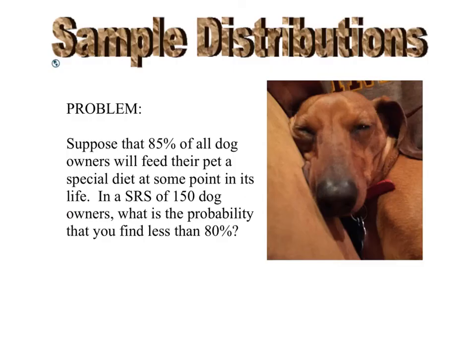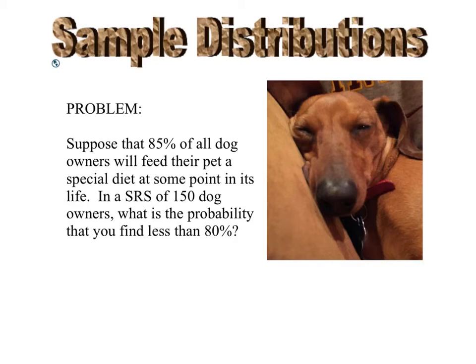So I'm going to use an example here. Suppose 85% of all dog owners will feed their pet a special diet at some point in their life. In a simple random sample of 150 dog owners, what's the probability that you find less than 80%? So what we found in that previous slide is, with sampling, we think of it being a normal distribution around that proportion that we knew, for us in that previous example, that 1/3 mark. It should be centered around that, and it's going to look normal.